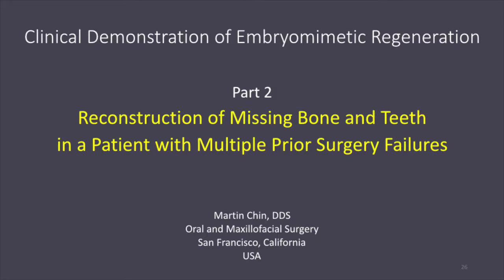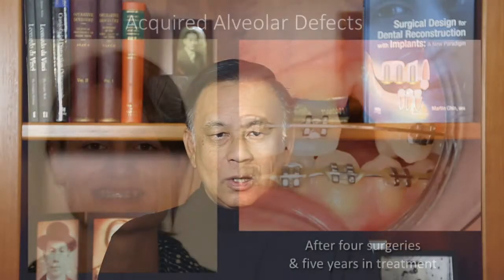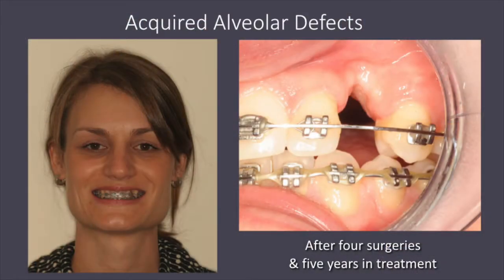The second case here has to do with a more complicated problem, which is a special kind of application for this system. This is a patient who has a missing canine tooth. She has undergone 4 separate bone grafting procedures for the purpose of creating enough volume at this site to place a dental implant. So she has had 4 surgeries spanning 5 years, and this is the result.